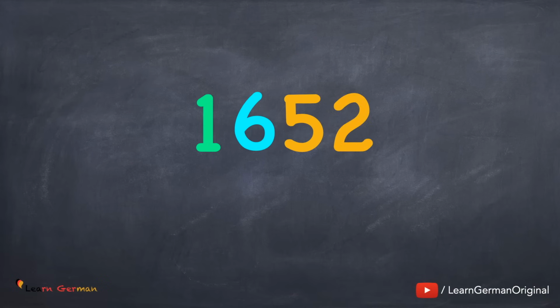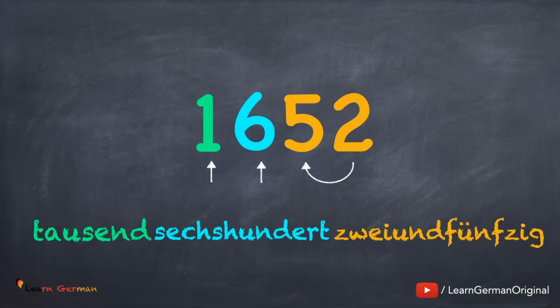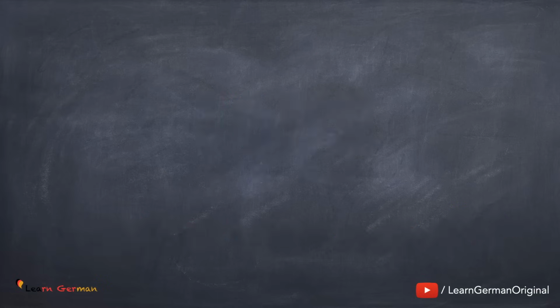426. 1652. This is how you would read the numbers above 100. Let's learn how to do that.